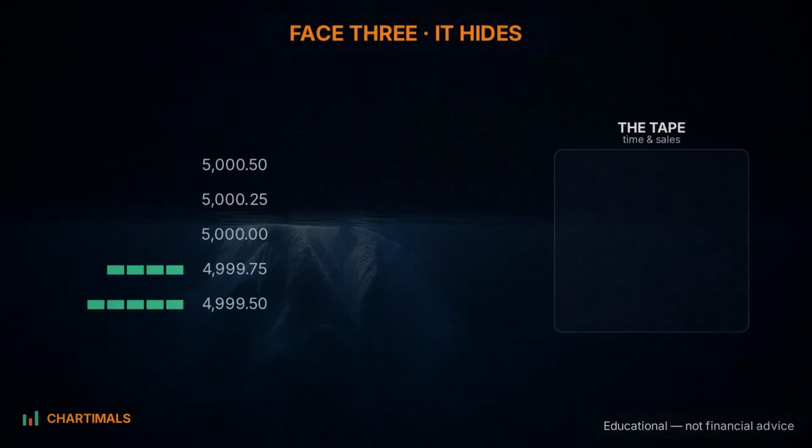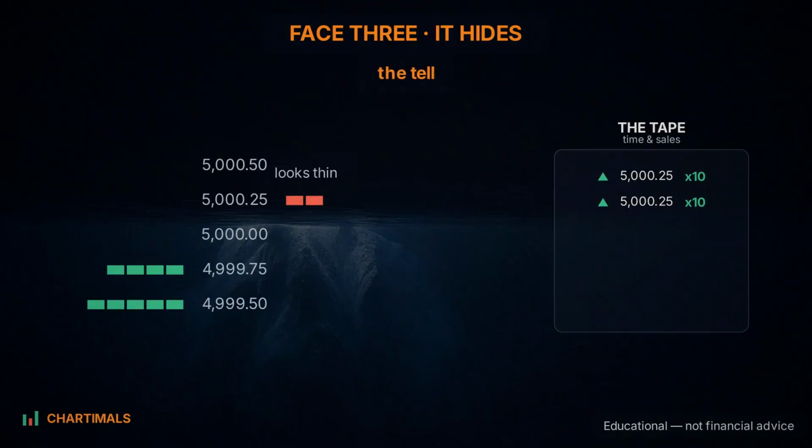Phase 3 is the sneakiest, the wall that hides. This time you'll see the opposite, a price that looks thin, almost nothing resting there, and yet the orders keep hitting it and it just refuses to break. The impatient orders eat the little stack, and instantly a fresh one reappears. They eat it again, it reappears again.